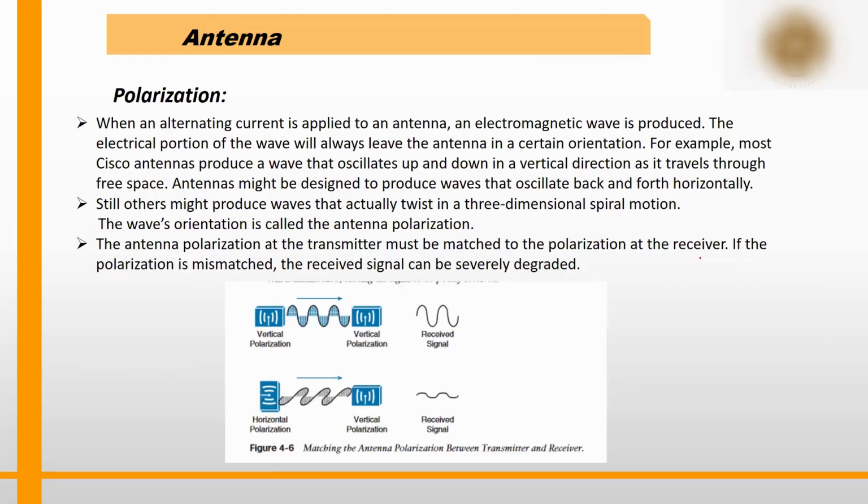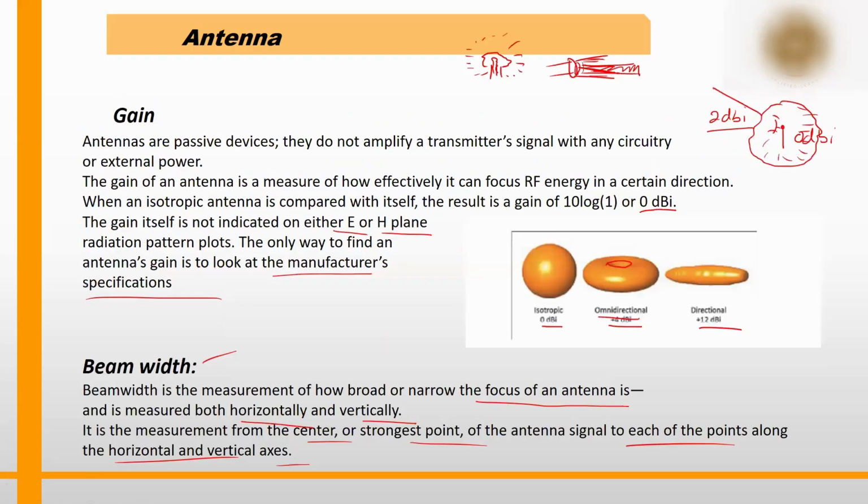There is a concept of polarization. I hope you got the concept of gain, right? Passive gain. The beam width we have understood, it is the focus that we are going to achieve. I have told you the flashlight has adjustable lenses, right?